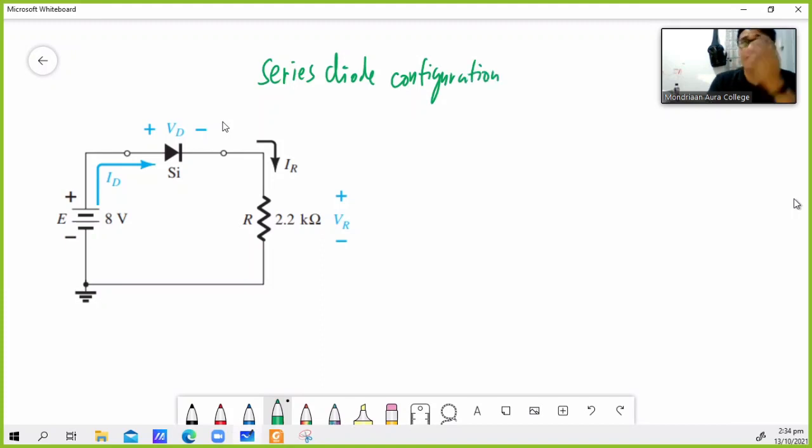So sa Tagalog, kumbaga kung ano yung pagkakaayos niya, no? Ano yung arrangement niya or setup niya, yun yung tinatawag na configuration. In different electronic circuits, we have different configurations for specific electronic devices. So kagaya ng sa transistors, we have the common emitter, common base, and common collector.